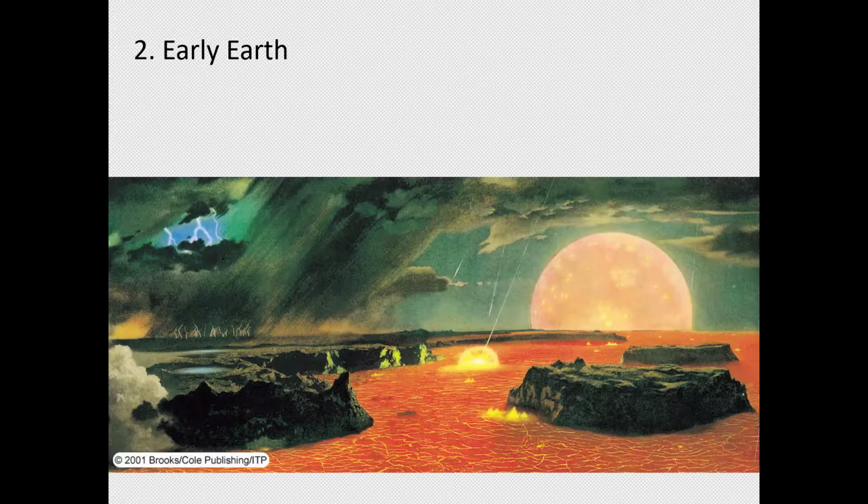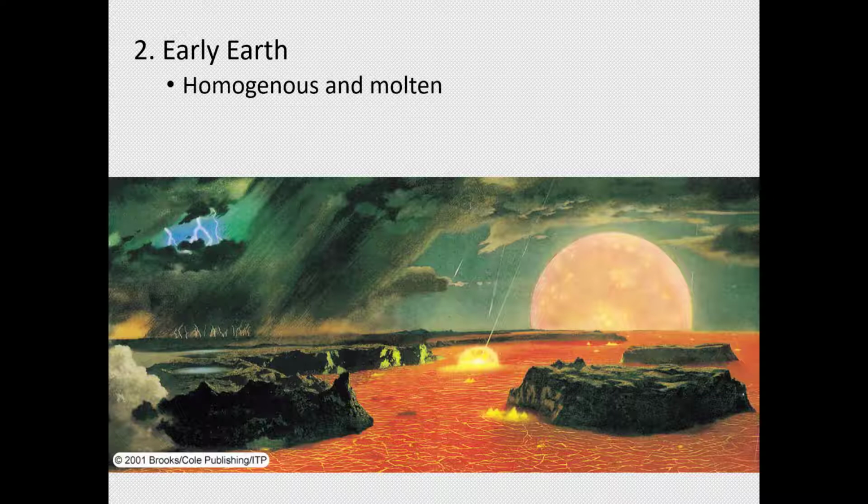All right, so here's an artist's rendition of early Earth. As you can see, it was not particularly nice. And in fact, this is a little bit further along than things actually probably looked in the Hadean Eon. Initially, Earth was homogeneous and molten. Homogeneous means pretty much the same throughout. And this is an artist's idea of what the earliest crust started to look like.